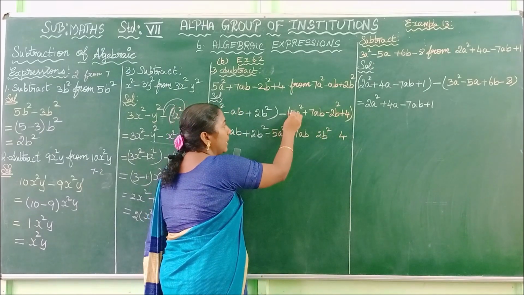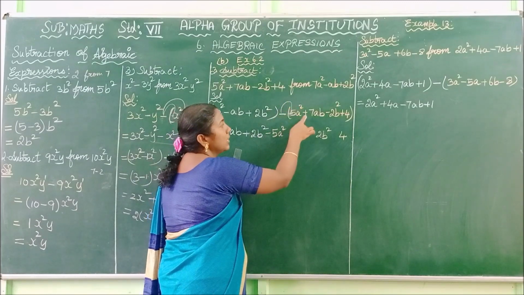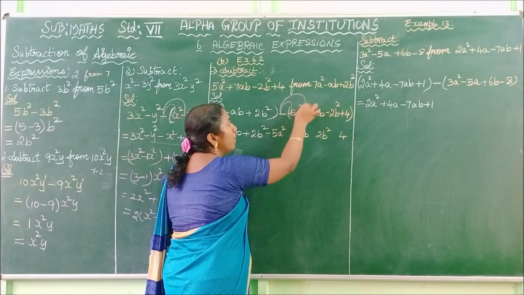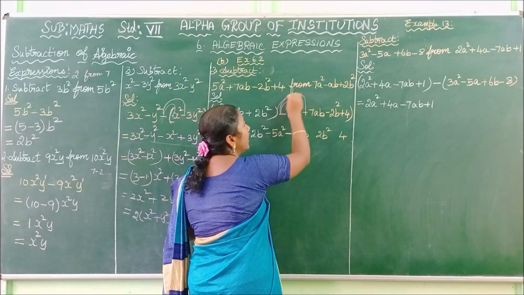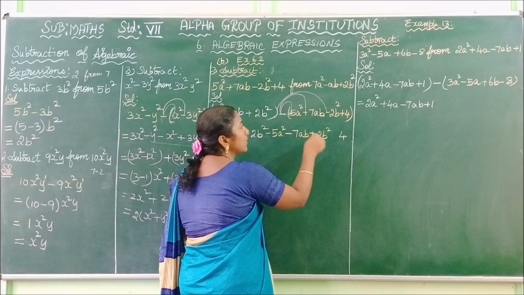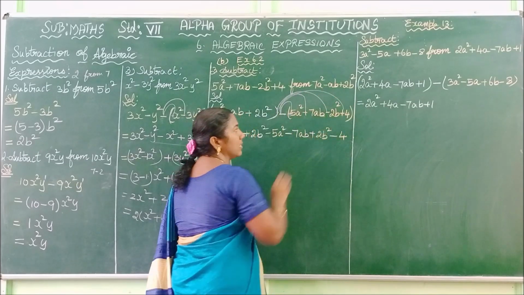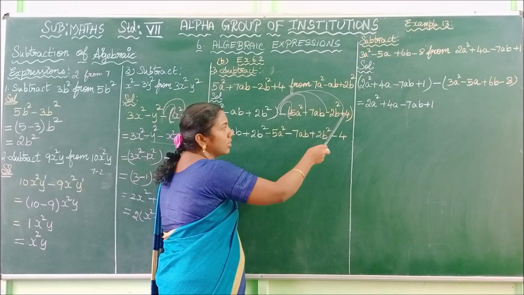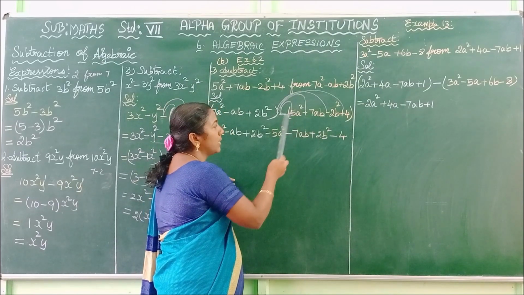So first we are multiplying the first term: minus into plus, minus. Next we are multiplying the second term: minus into plus, minus. For the third term, minus into minus, plus 2b square. Next for the last term, minus into plus, minus. See here, they are changing into the opposite: minus, minus, plus, minus.